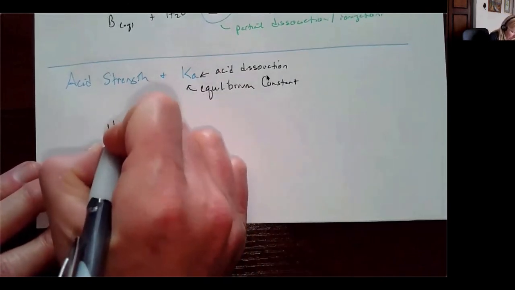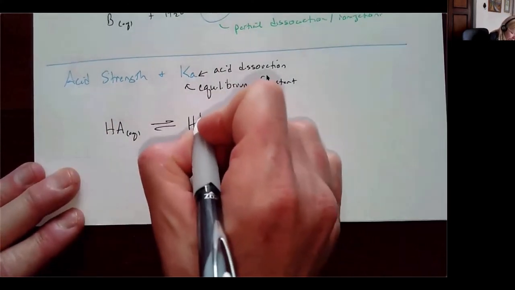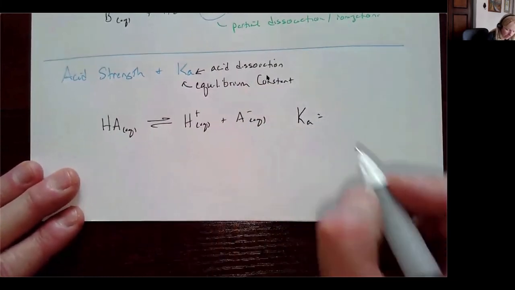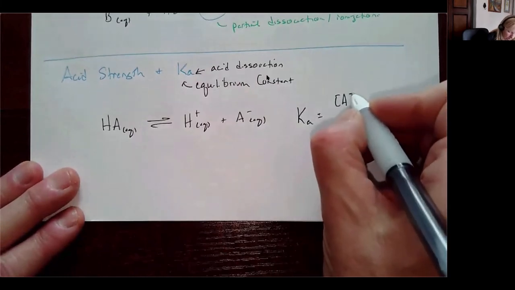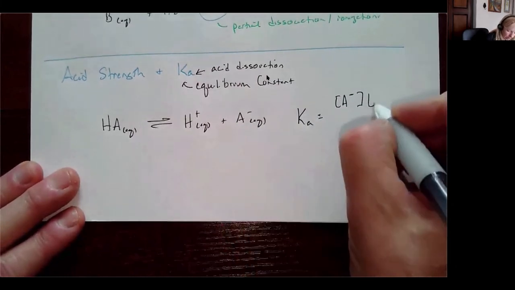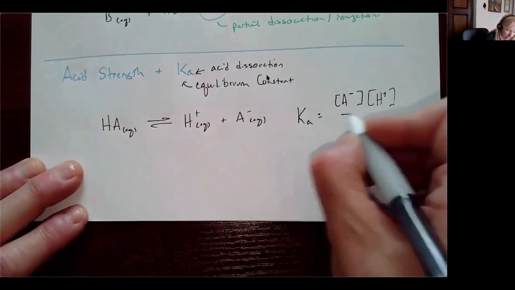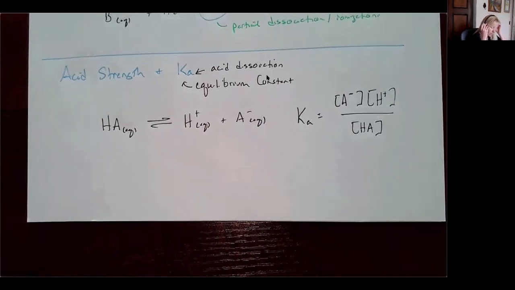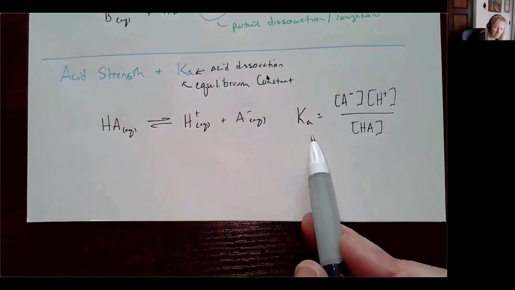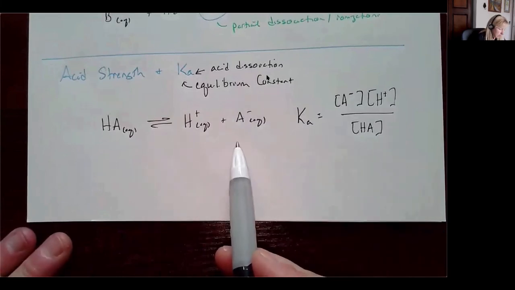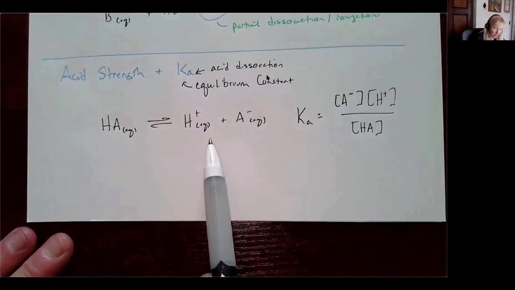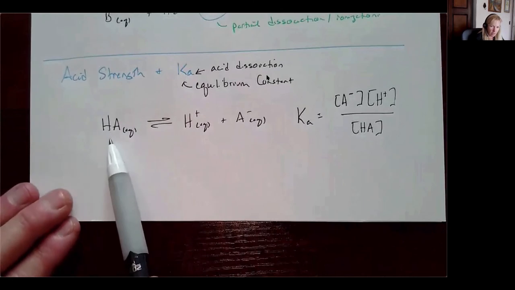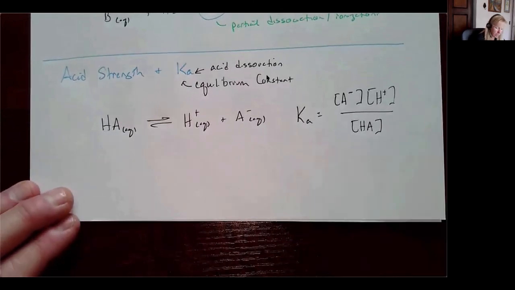So if I go back to my generic partial ionization here, I could write a law of mass action for this. So my Ka for this would be the concentration of my anion component, the concentration of my hydrogen ion component, over the concentration of my undissociated acid. And so the bigger Ka is, the more that this is dissociating. The smaller the K is, the lower the amount of this that is going to dissociate, and I'll have mostly undissociated, unreacted acid here. And I can do the same thing with Kb.